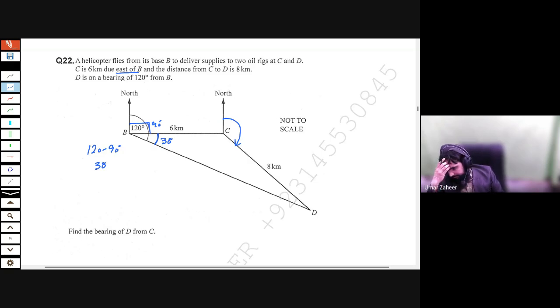So if it is 90, it is also 90. We don't have any information to find this, but we can find this angle. If we are able to find this one, we subtract it from 360 and we will get the required answer. So now my main focus is to find this angle. Let's say it is x. Yes, can anyone tell me how we can find this angle?